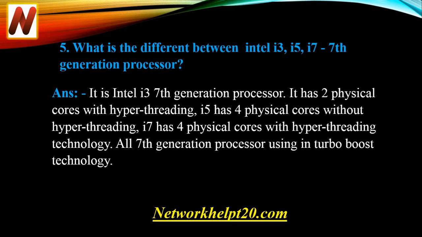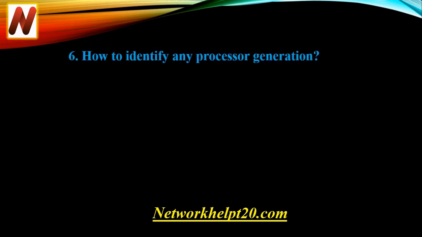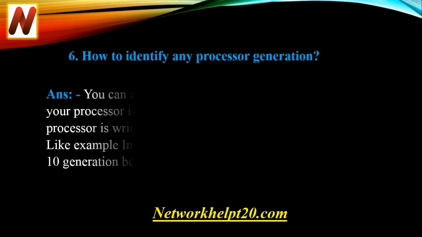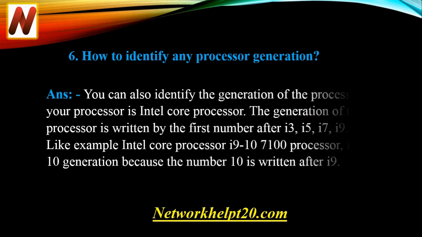Question 6. How to identify any processor generation? Answer: You can identify the generation of the processor if your processor is an Intel Core processor. The generation is written by the first number after i3, i5, i7 and i9. For example, Intel Core i9 10100 processor is a 10th generation processor because the number 10 is written after i9.